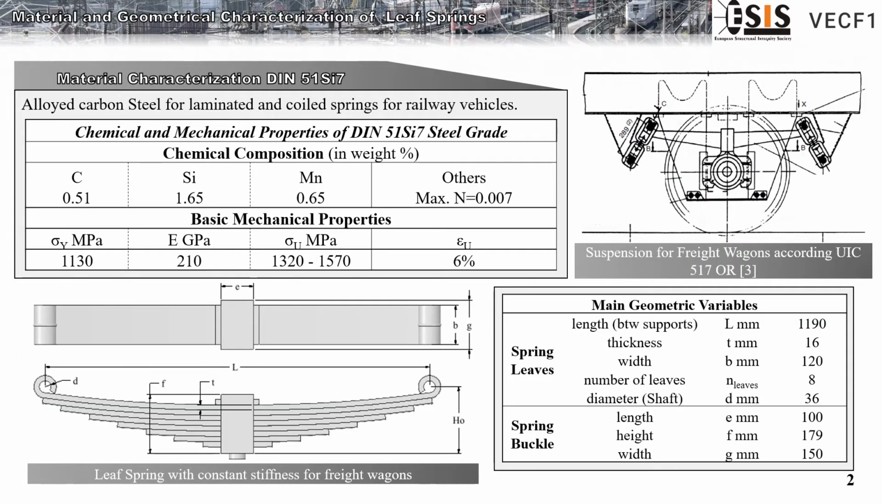The steel grade which constitutes the leaves is a spring steel denominated DIN 51 SE7 with high yield tensile stress. Regarding the geometry of the spring, the leaf springs are according to the UIC 517 OR standard, with 16 mm thick, 120 wide, 1190 long and 8 leaves.